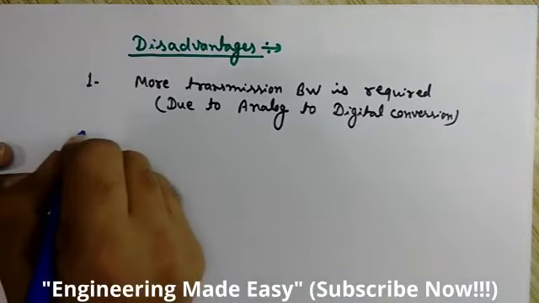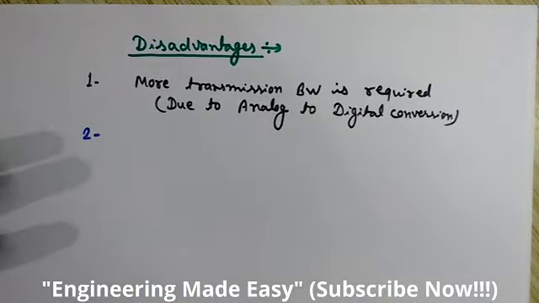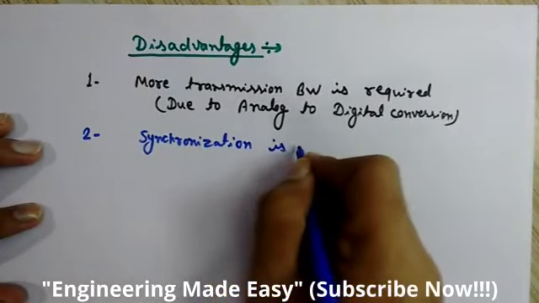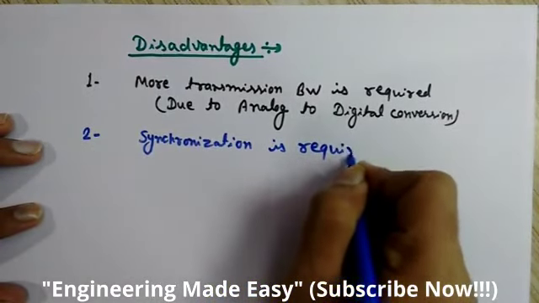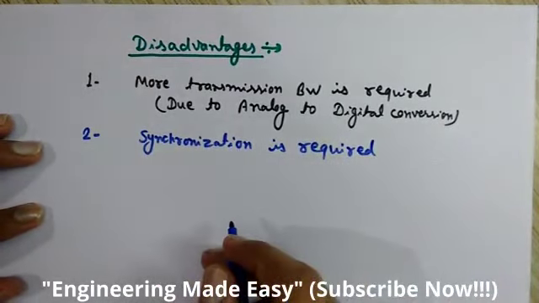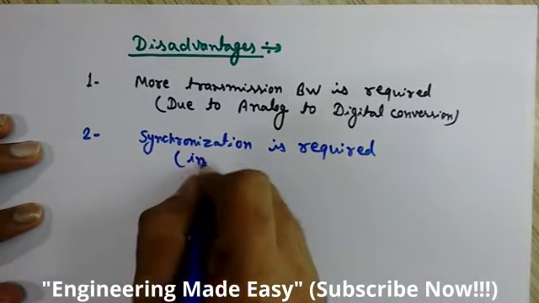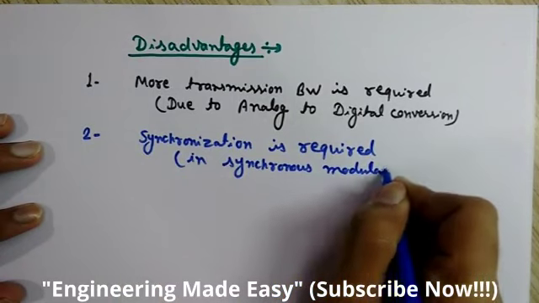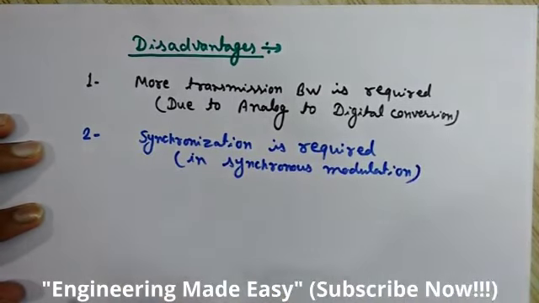The second disadvantage of using digital communication: in case of synchronous modulation, synchronization is required. Synchronization is required. Where is it required? In synchronous modulation.